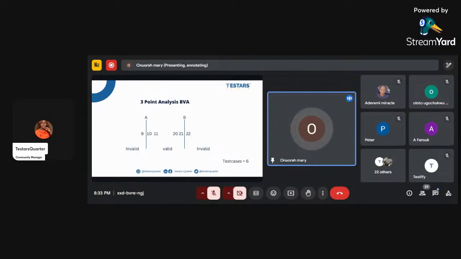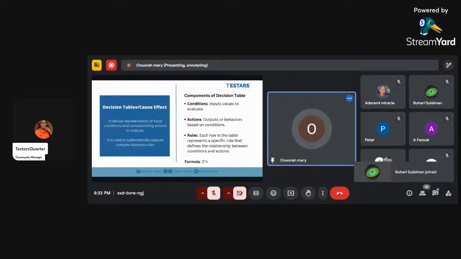Then the next technique, which is also the last technique I'll be talking about, is the decision table technique, which is also known as the cause effect table. Now, what is this technique? It's also another black box test technique. Basically, all of them are black box test techniques. But this one is usually represented in a tabular form, with your input conditions and the corresponding actions or results, depending on the conditions.